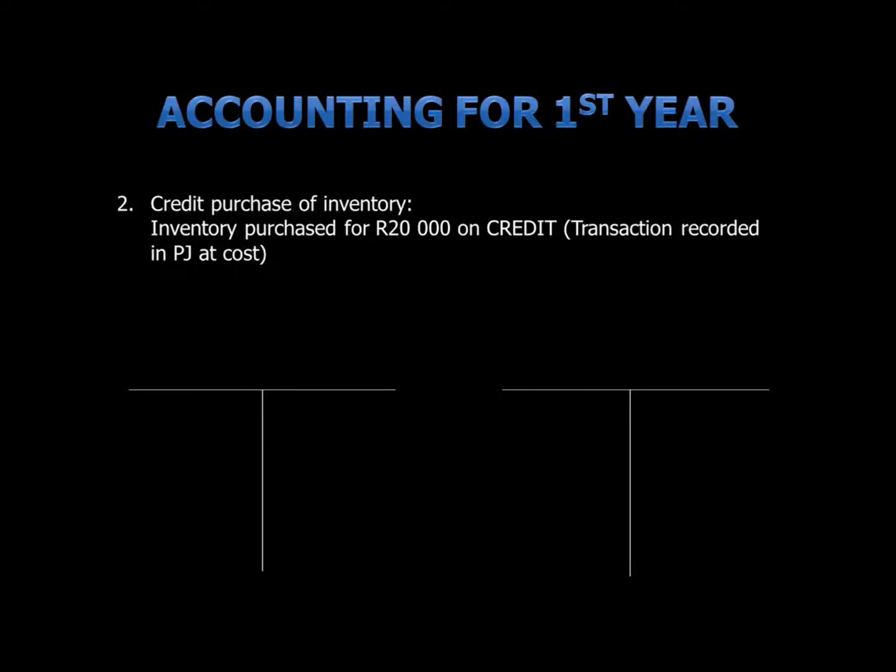Next, let's have a look at the purchase of inventory on credit. Inventory purchased for 20,000 Rand on credit. This transaction will be recorded in the purchaser's journal at cost.